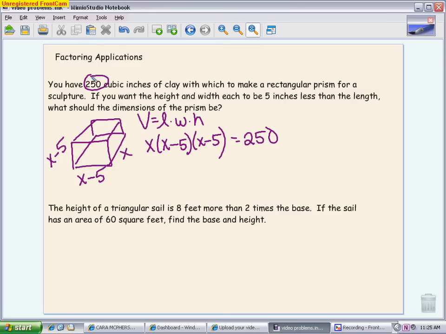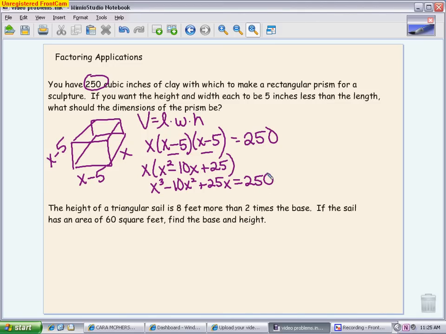So first thing I'm going to do is FOIL these together. When I FOIL these together, I get x squared. My inner term is going to be negative 5x. My outer term is going to be negative 5x. So when I combine them, I get negative 10x. And then negative 5 times negative 5 is 25. Then I'm going to distribute. So I get x cubed minus 10x squared plus 25x equals 250.